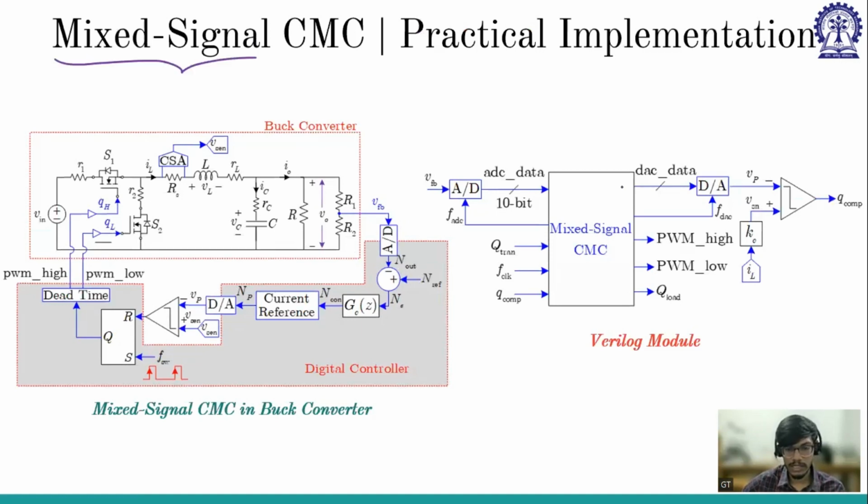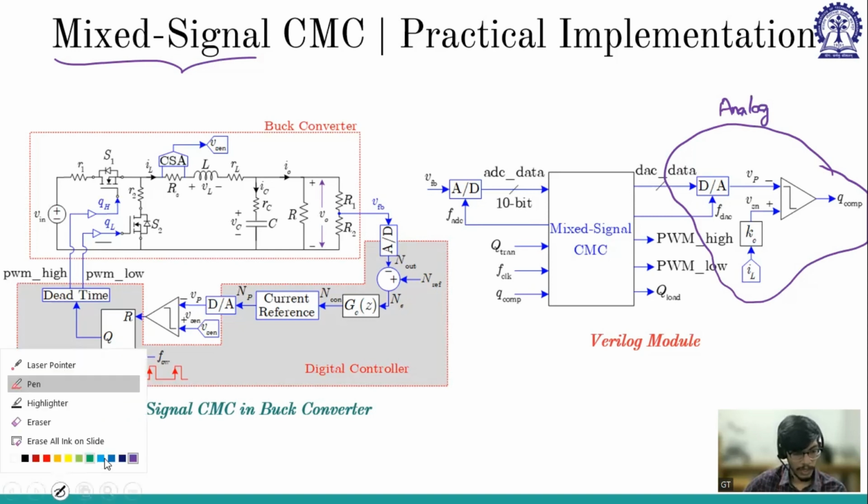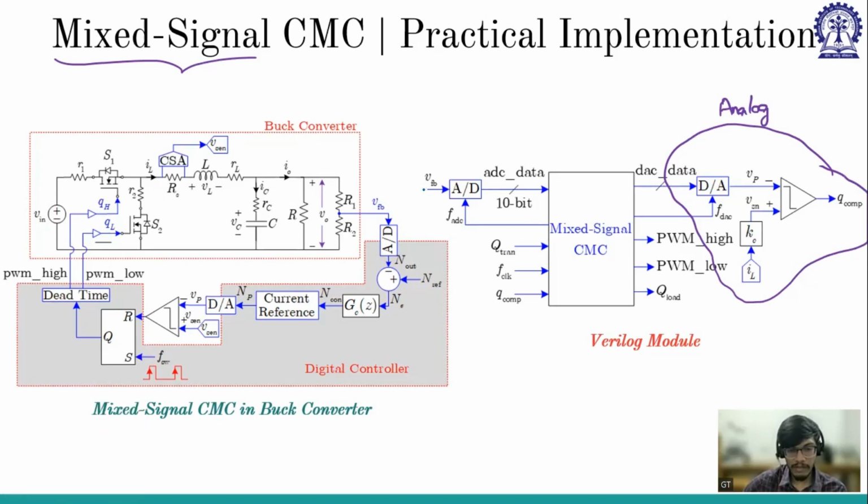As we have discussed, everything is similar to voltage mode control, except it has this additional part because the current loop is in analog. So this is the analog domain where the current loop is in analog domain, and the voltage loop is in digital domain. So we have the V feedback again going into the ADC. This entire part is the same as voltage mode control.